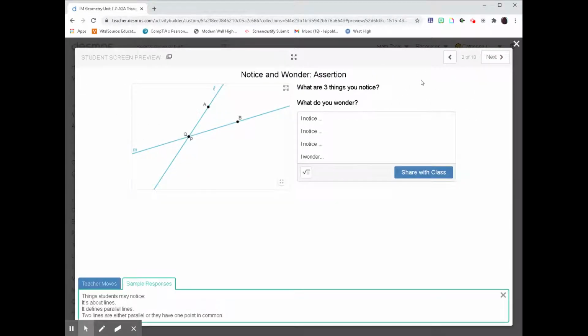Before we get started though, we want to take a look at this figure and have a couple of questions. What are three things that you notice? And what's something that you might wonder about?